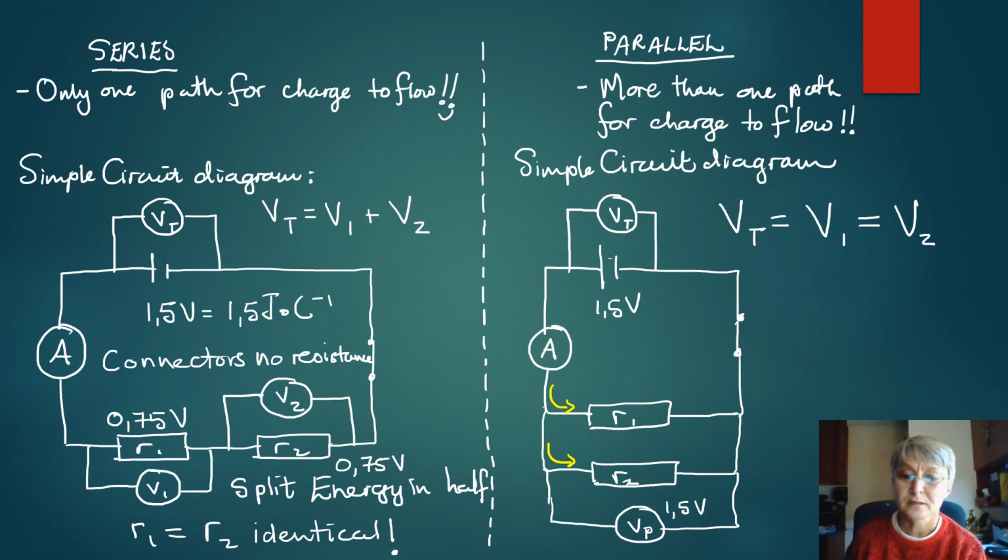I hope this is a simple enough explanation of what we find in series compared to parallel circuits. So a series circuit is called a potential divider. And from the previous video, we know that the parallel circuit is a current divider.